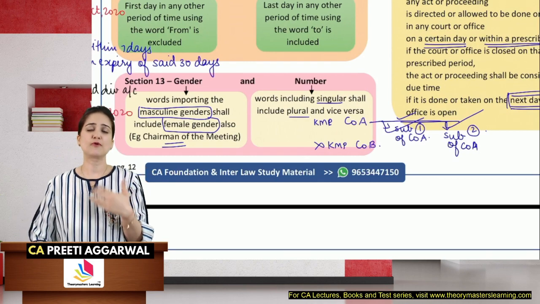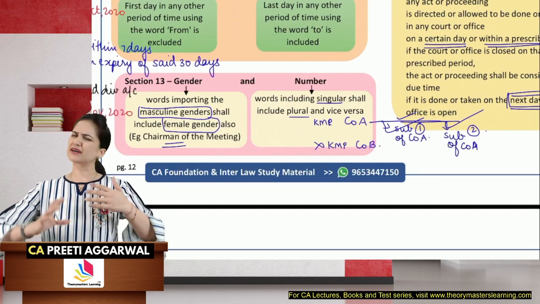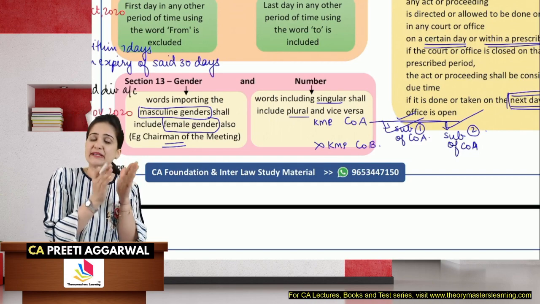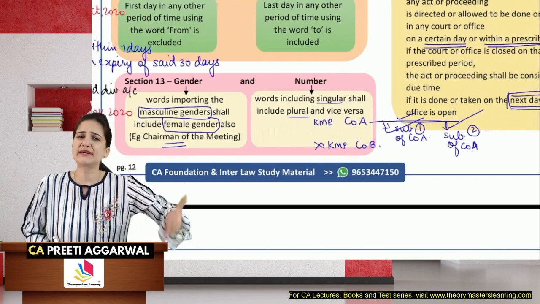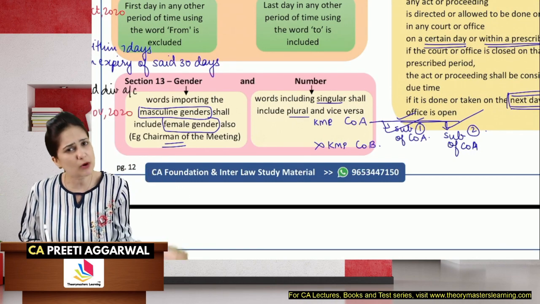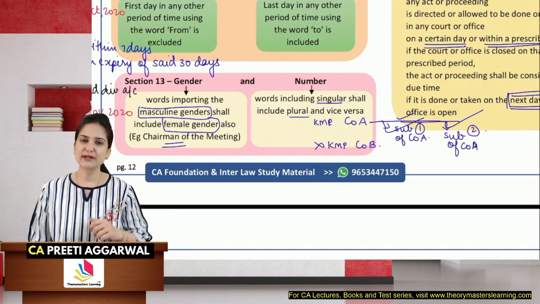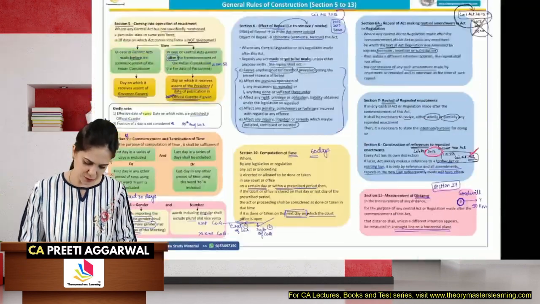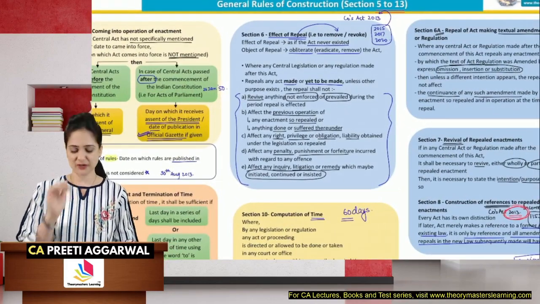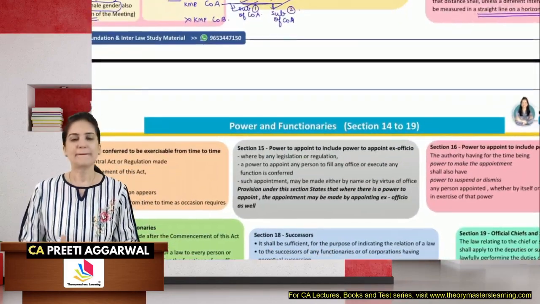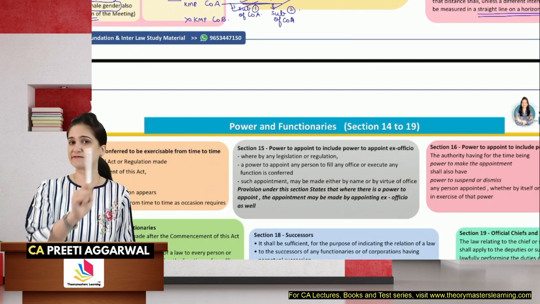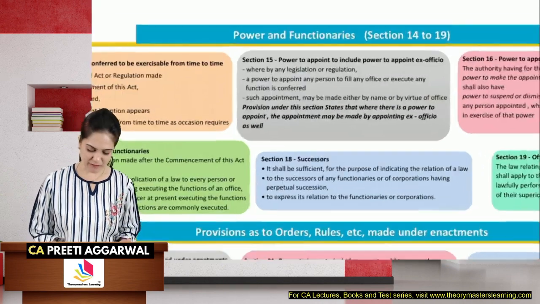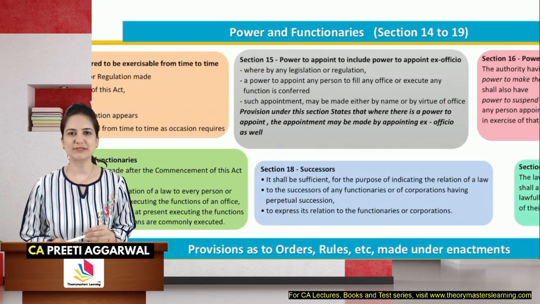So if you have more than one subsidiary, then it is understood that you can be a KMP of company A and subsidiary, but that subsidiary word includes multiple subsidiaries of the same company also. So singular includes plural, plural includes singular. So with this, we come to an end of the general rules of construction. Next, let us discuss power and functionaries, section 14 to section 19.